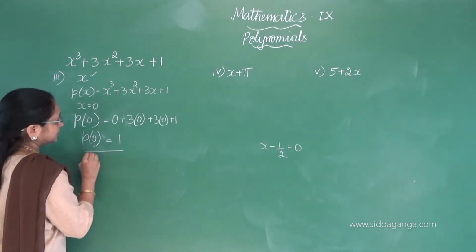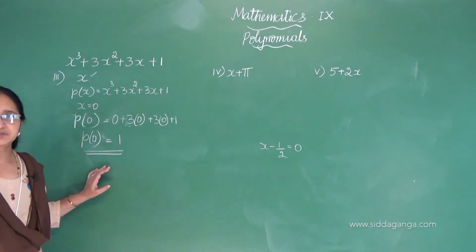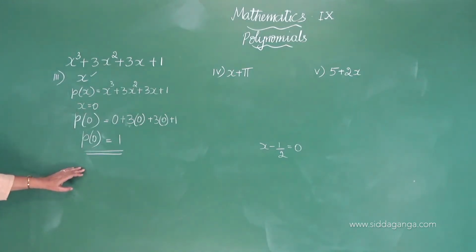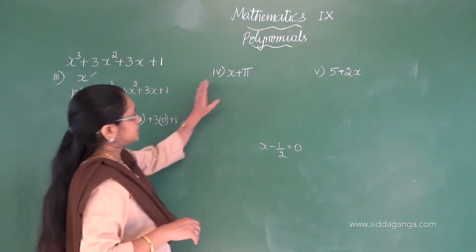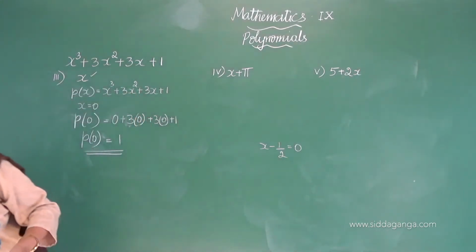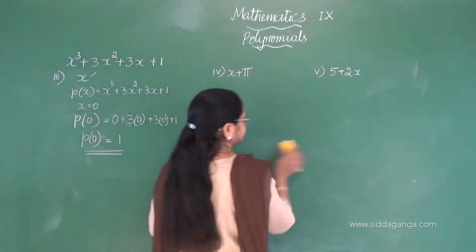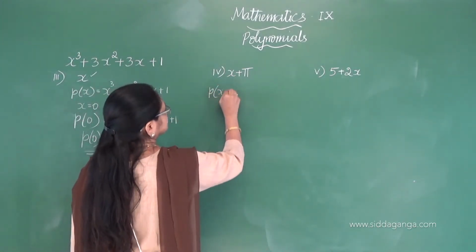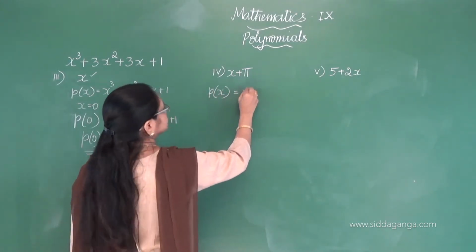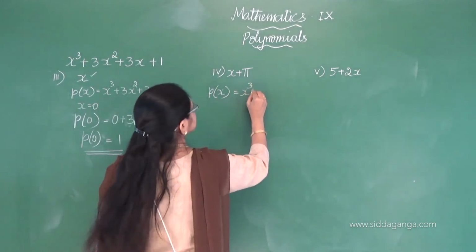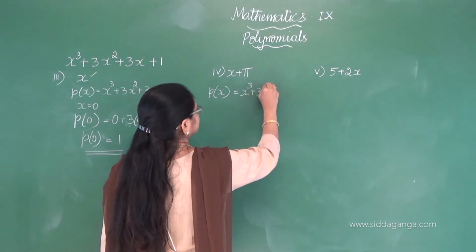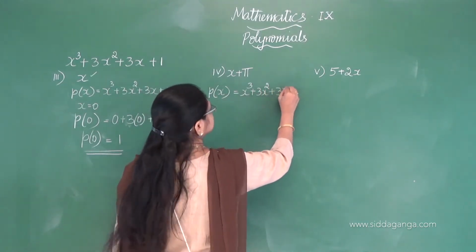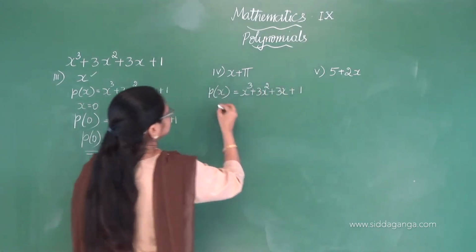So this is the remainder. P of 0 is equal to 1. So this is the remainder here. Now here this one, p of x is equal to x cube plus 3x square plus 3x plus 1.